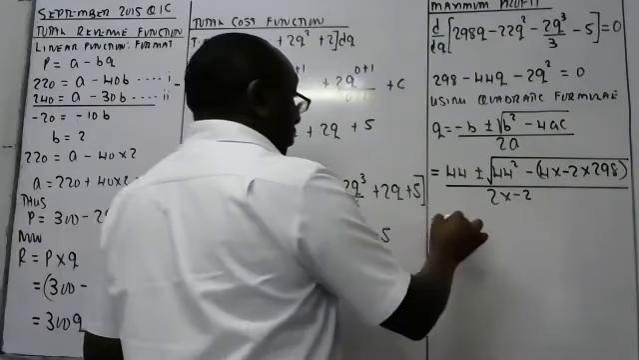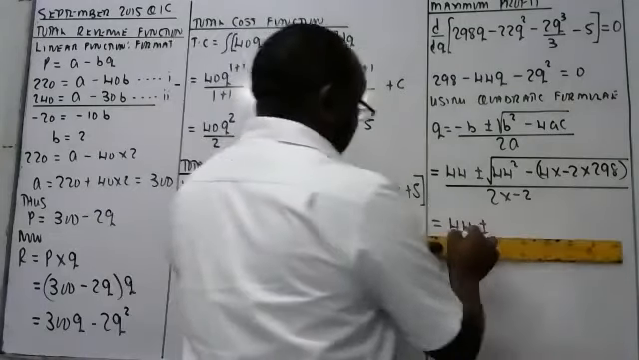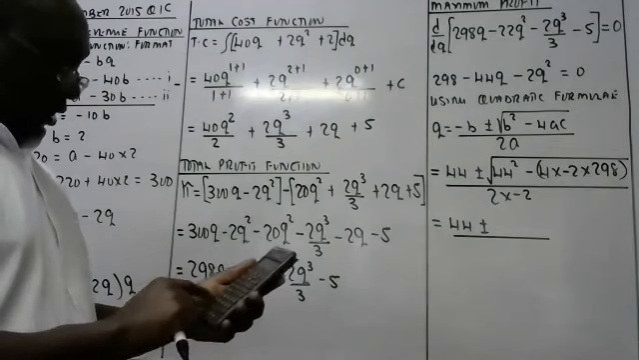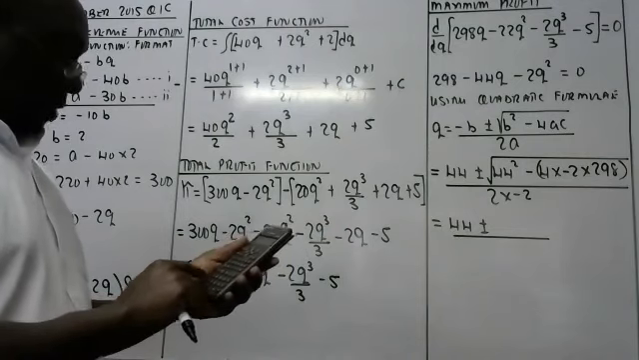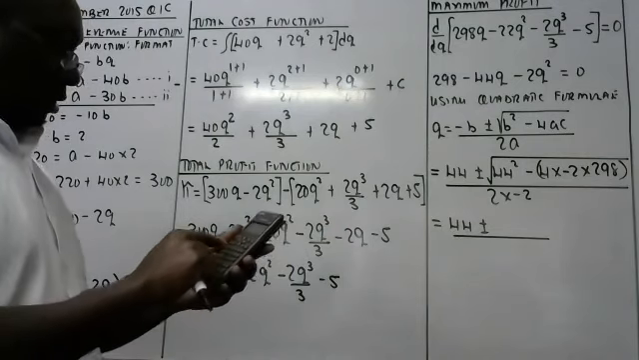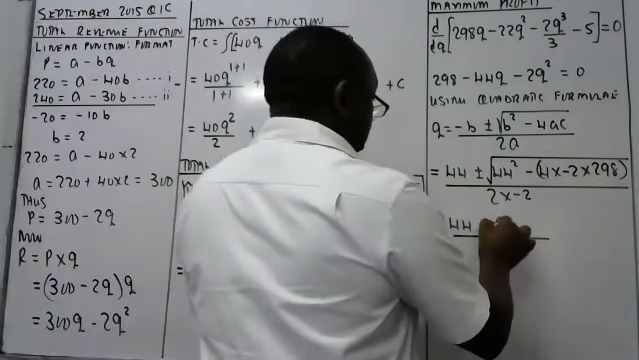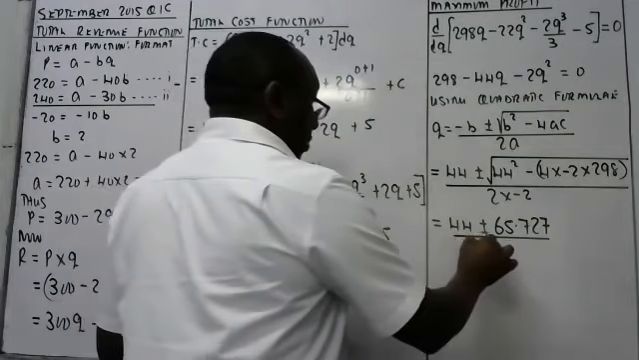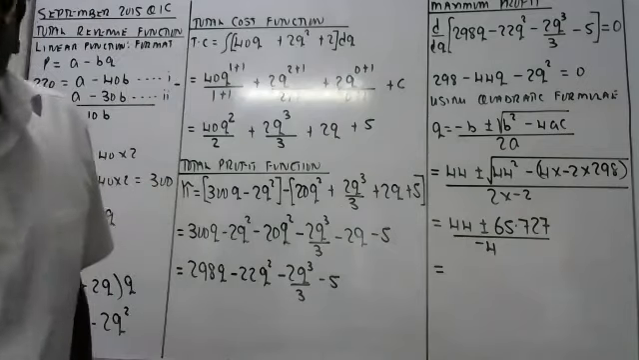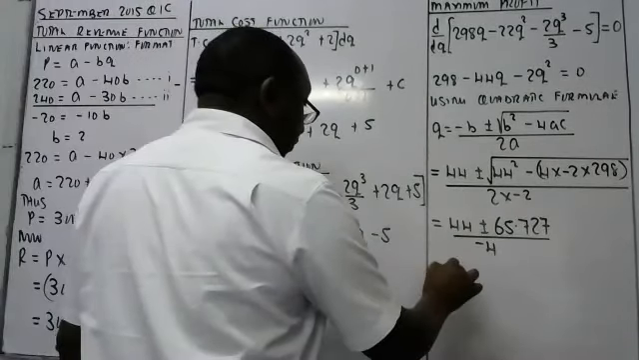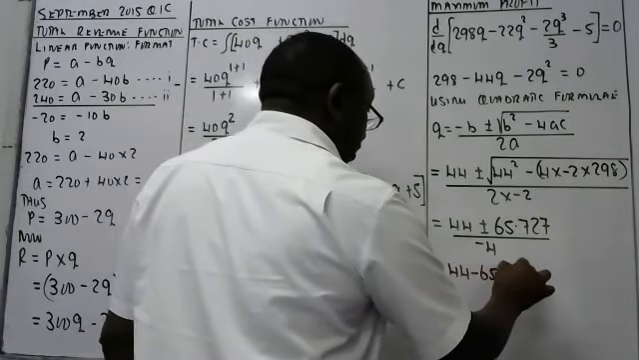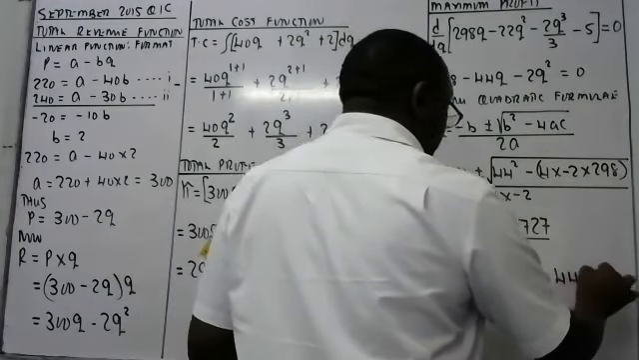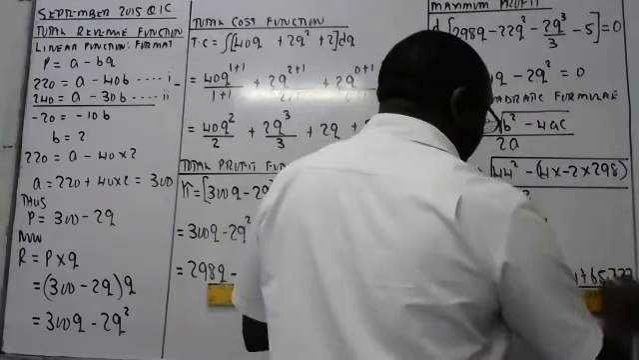So this becomes 44 plus or minus. Let us now get whatever is in the square root. It is 44 squared plus 4 times 2 times 298, the square root of that answer is 65.727. You divide by minus 4. So 44 minus 65.727 divided by minus 4, or 44 plus 65.727 divided again by minus 4.